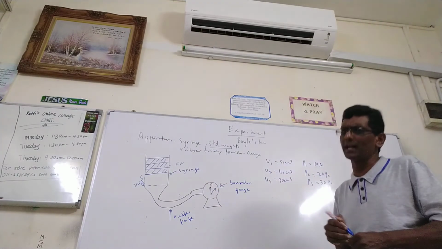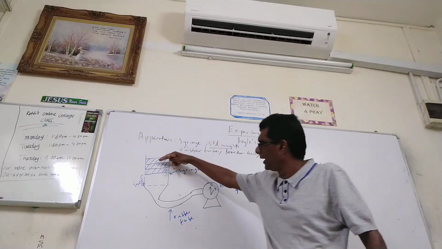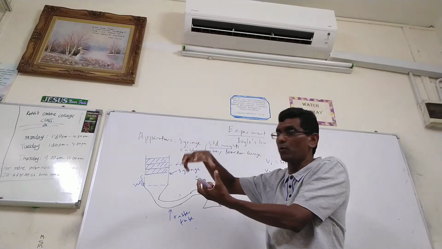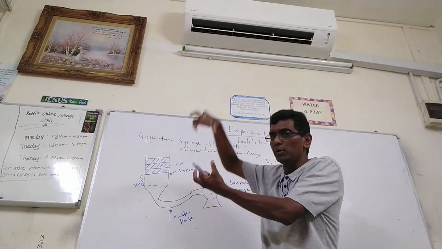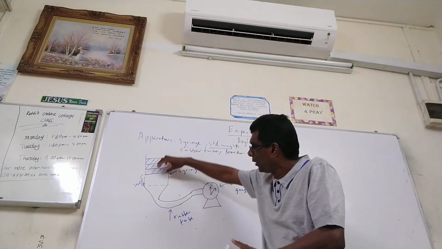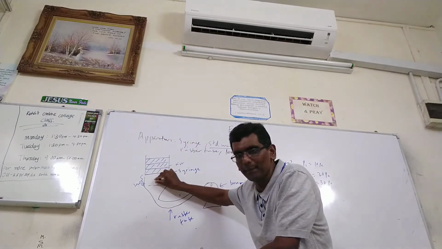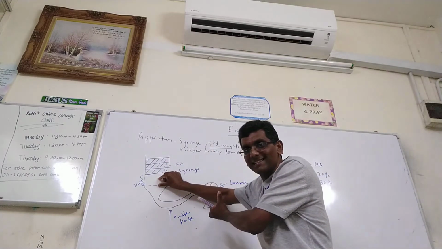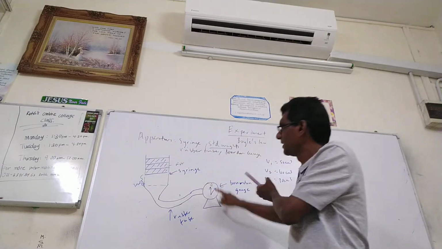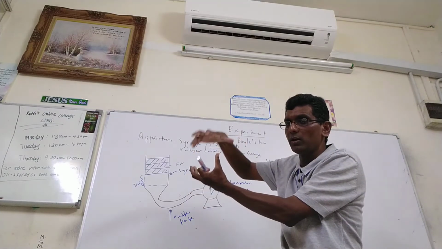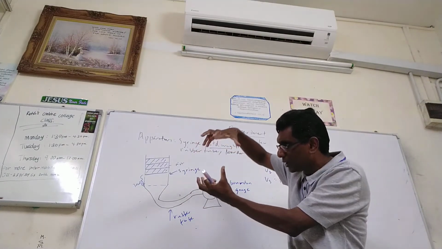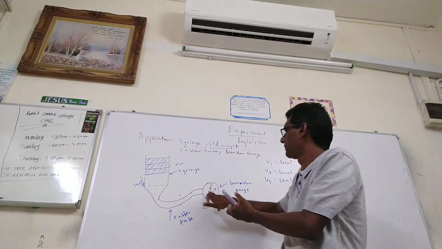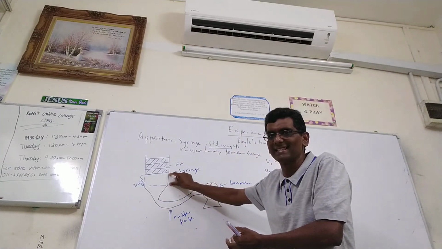So from this, what we understand is, when you put more and more weights, the 1, 2, 3, the weights press the air, so the pressure increases and the volume decreases. The weight of the standard weights presses the air, so that pressure increases and volume decreases.